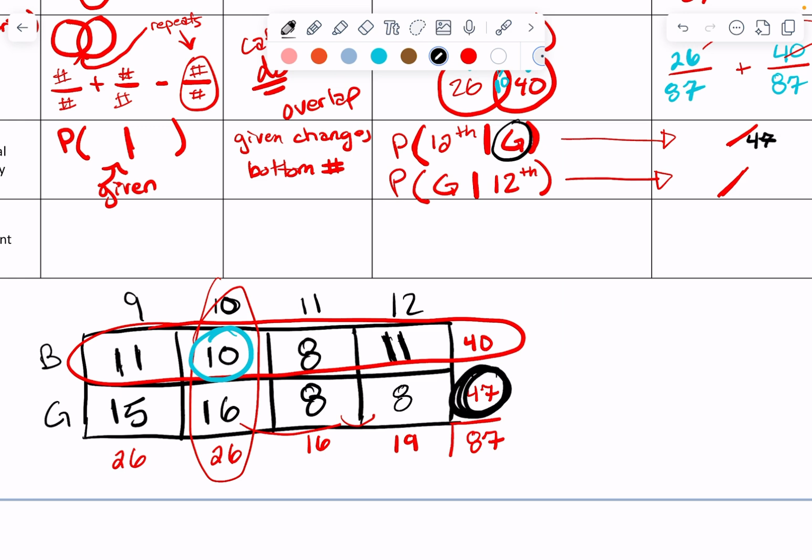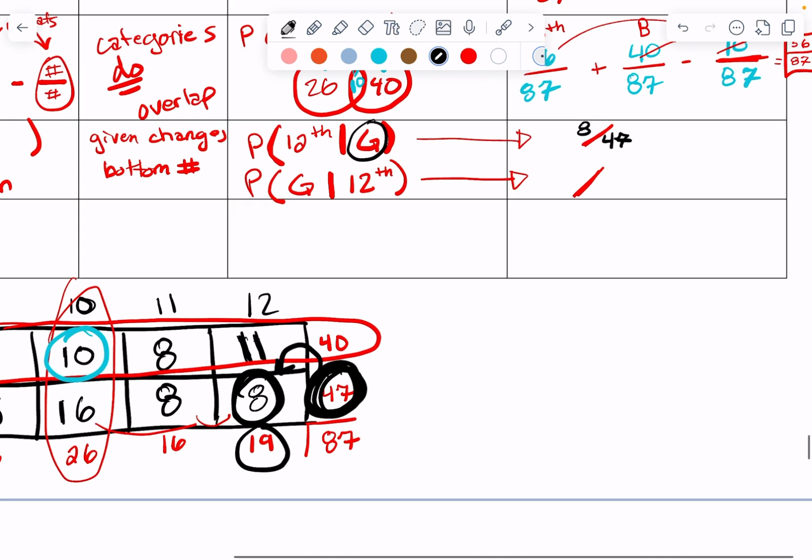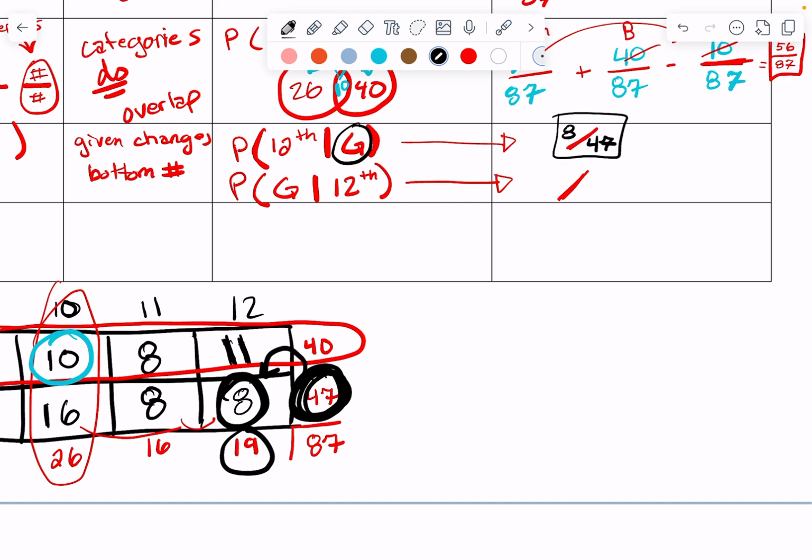I have a lot of you that are still wanting to say 19 because that's how many 12th graders there are, but all 19 of these aren't girls. The only ones that are 12th graders that are girls are 8, right? It's saying of these 47, who are 12th graders? Only those 8. So 8 out of 47, whatever that comes out to be as a decimal, I'm just going to leave it as 8 over 47. Okay, so it's not 19 over 47, it's 8 over 47.